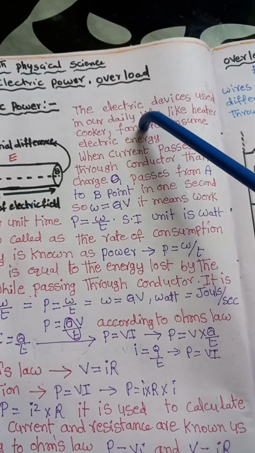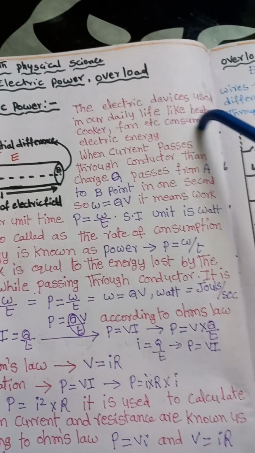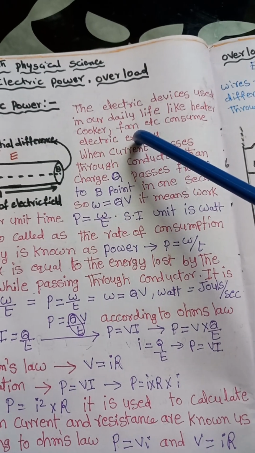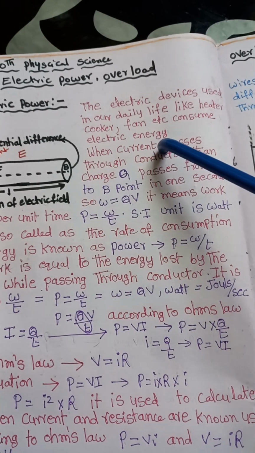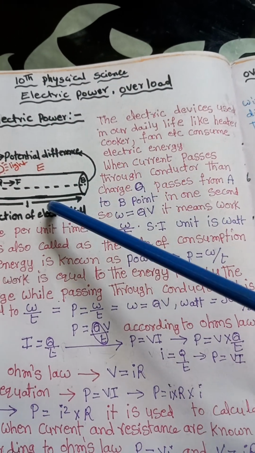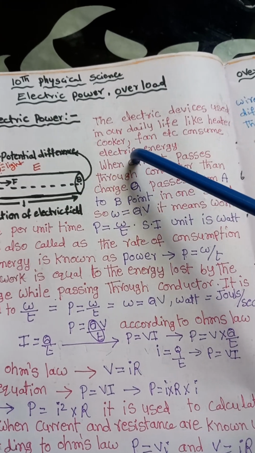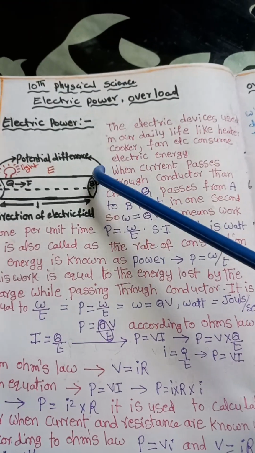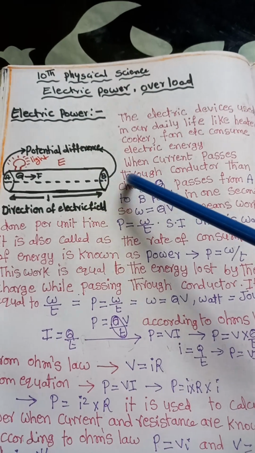The electric devices used in our daily life like heater, cooker, fan, etc. consumed electric energy. In our home, a number of devices are used, like a heater, cooker, fan, and they consume energy for working.